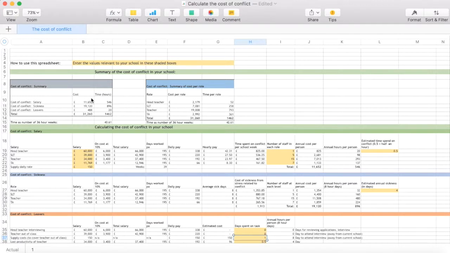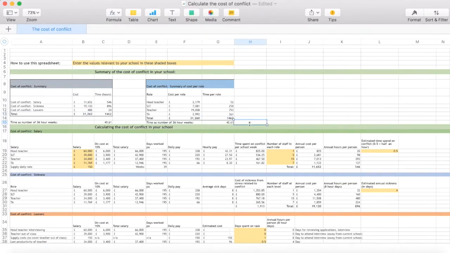But what you can then see is, well, what is the cost of conflict financially? And how many hours is that? And so the numbers I've put in there, you can see that actually we're talking 40.5 weeks of a year. That's one full-time equivalent. At a hidden cost of £31,000. That's pretty much a teacher. And over here you can see what that breaks down per role in terms of cost and per role in terms of time.